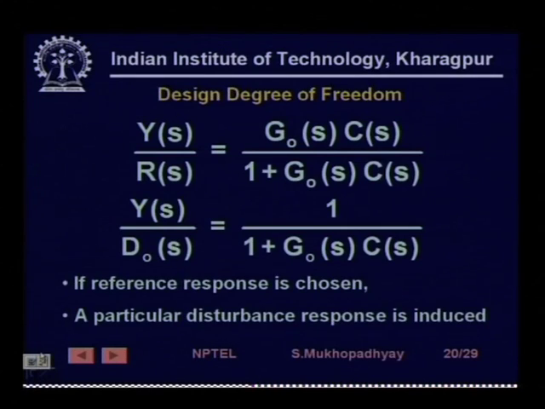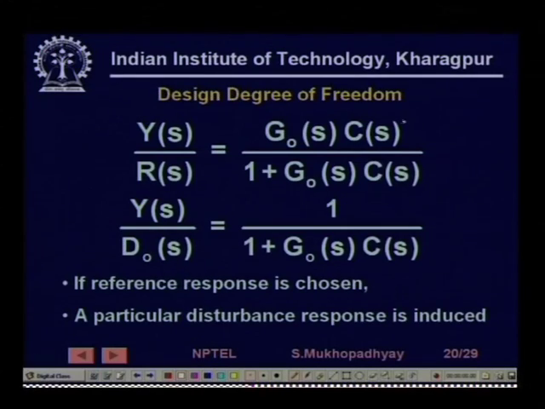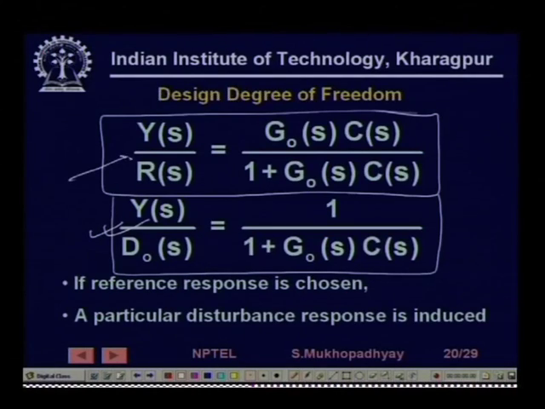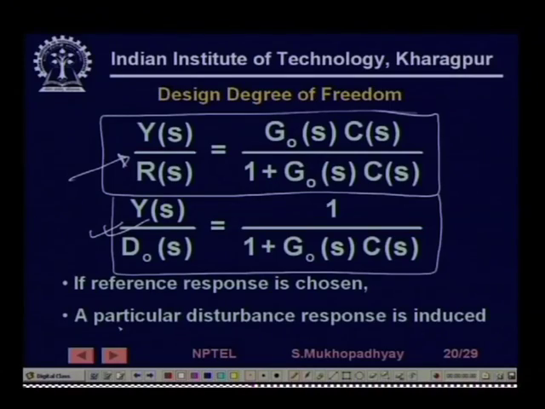That is obvious from the equations. This is the transfer function between Ys and Rs, and this is the transfer function between Ys and D0s. If you choose Cs, this gets fixed. So if you choose Cs to design your disturbance response, then your set point response is fixed, you can't change it. So you have only 1 degree of freedom, you can only set the response of one variable. Or vice versa, if you are choosing Cs to get a particular reference response, then your disturbance response is decided.